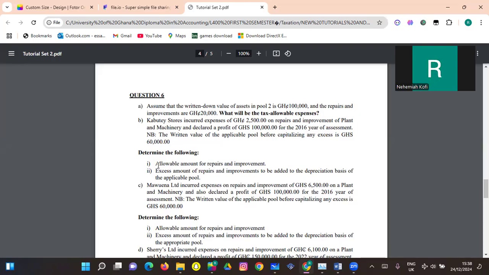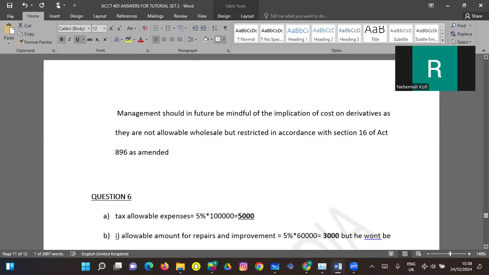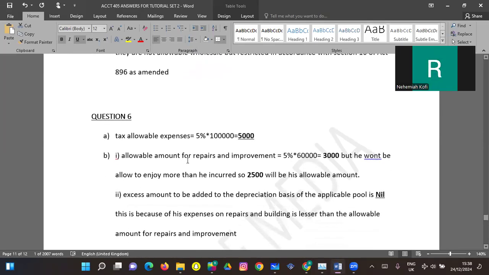So they are telling us to determine the allowable amount for repairs and improvements. Remember, it is only going to be 5% of this. But in the case where the 5% of this is higher than the actual expenses incurred, then we use only the expenses that were incurred. So the allowable amount for repairs and improvements of 5% of the 60,000 gives us what? 3,000. But he won't be allowed to enjoy more than he incurred. So 2,500 will be his allowable amount, right?